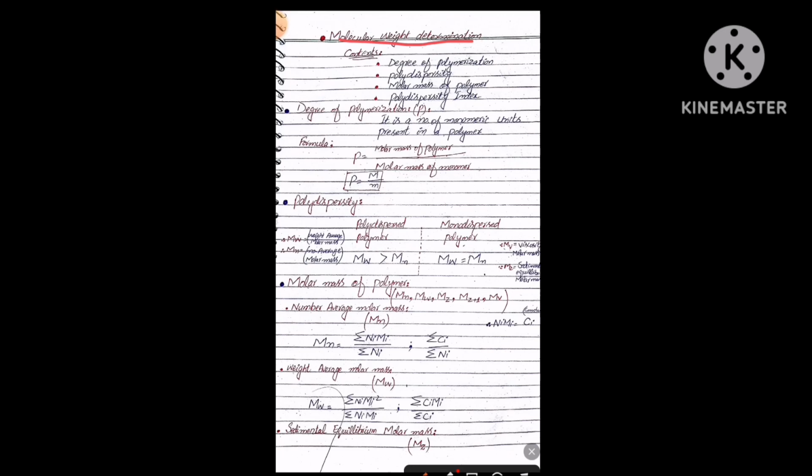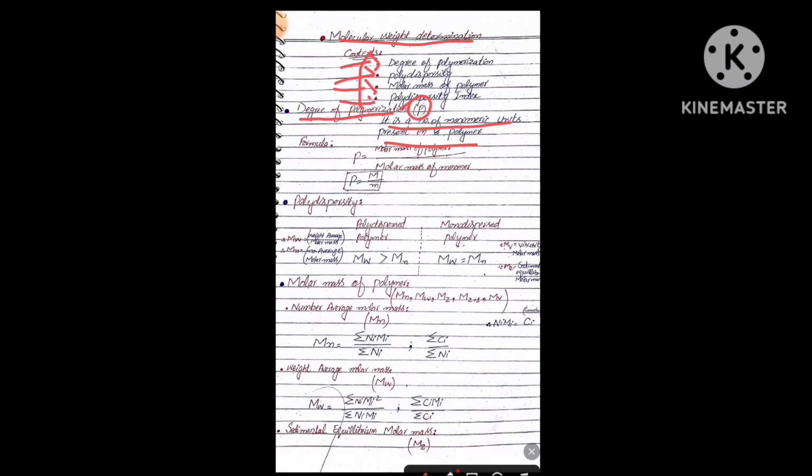The main contents of our today's topic include degree of polymerization, polydispersity, molar mass of the polymer and polydispersity index. We will discuss each content one by one. The first one is the degree of polymerization. It is represented by a capital P. It is the number of monomeric units present in a polymer.